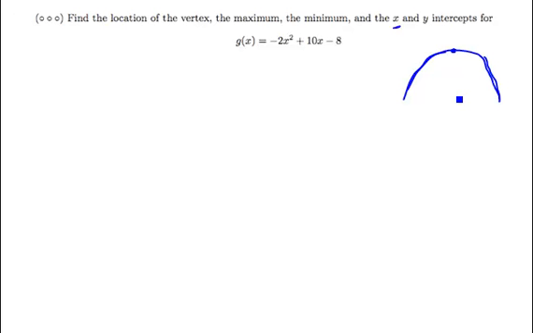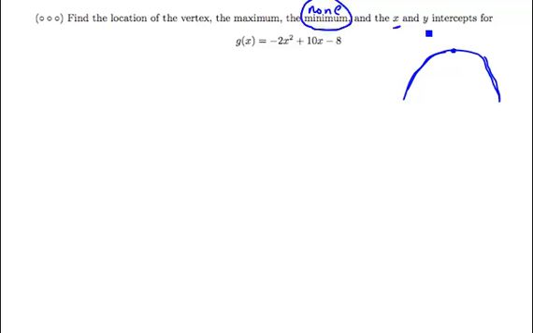And once I have the x value for the location of the vertex, I can then find the y value that goes with that by plugging the x value into the function g. That will give me not only the two coordinates for the vertex, but also the maximum. I can already say right now that there is no minimum for this function. It's a downward opening parabola, so there is no minimum. So we've got that part answered.